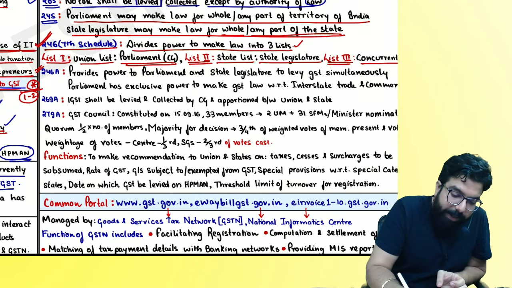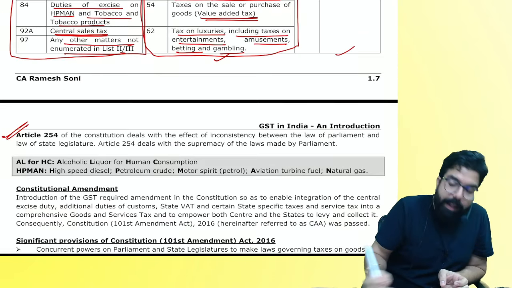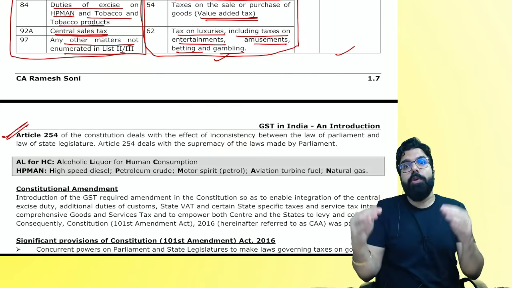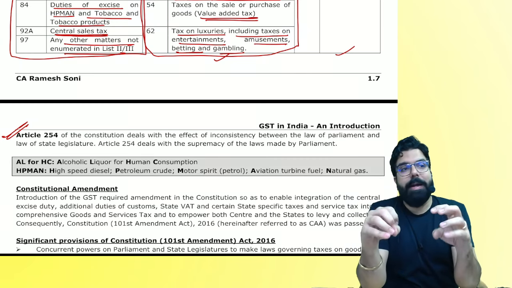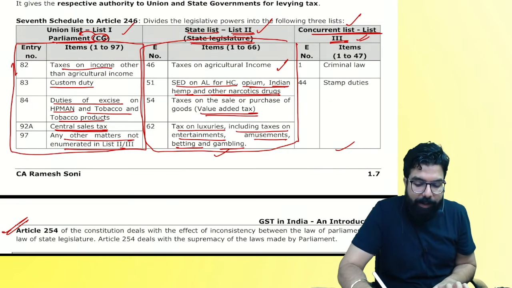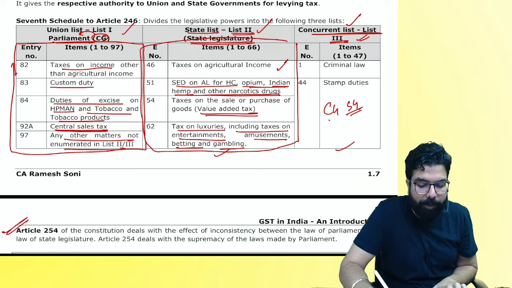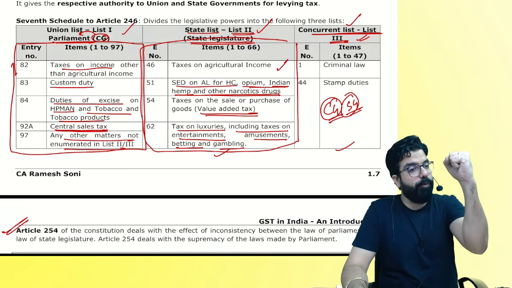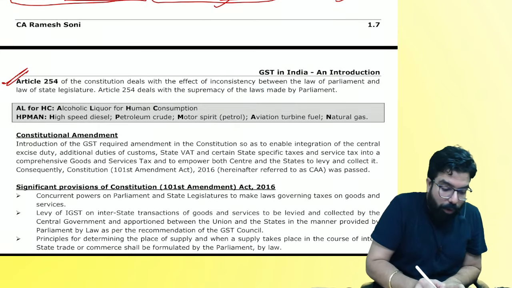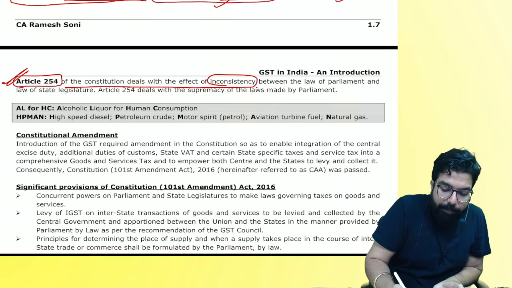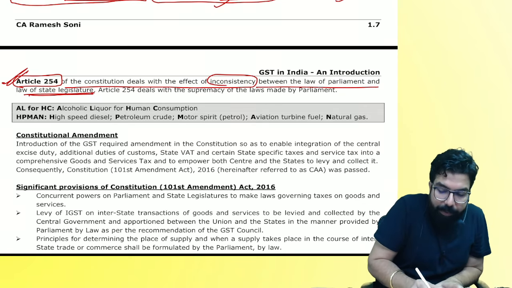But one point is there over here, which says that if by chance any law is made for which both the governments have a fight, might be any time anything happened. For example, in the concurrent list, the central government and state government will make the law together. But whose saying will prevail? Central or state? Who will always be supreme? Central. So article number 254 deals with inconsistency between law of parliament and state.